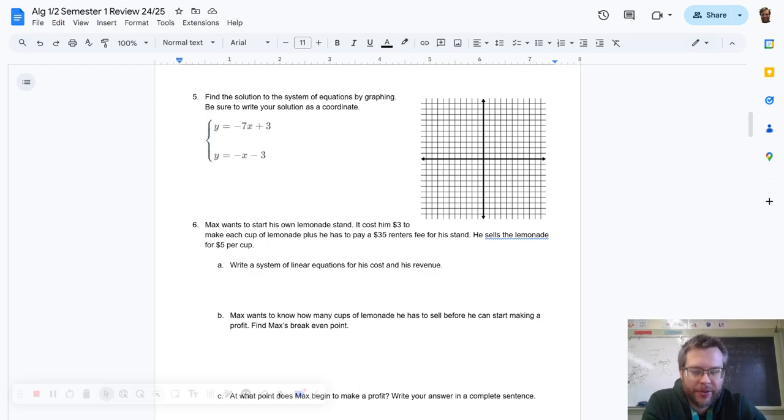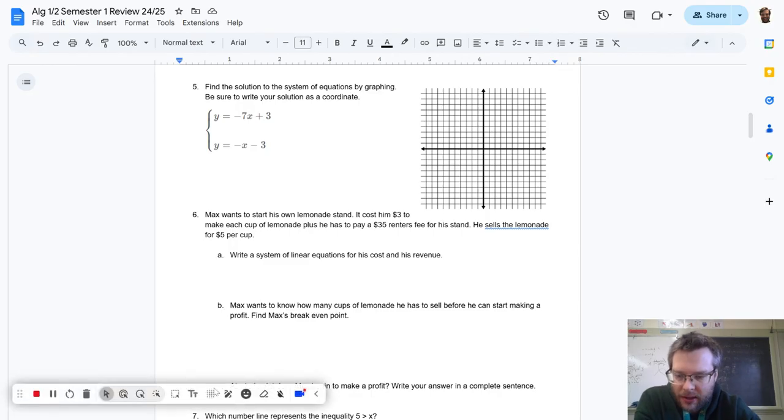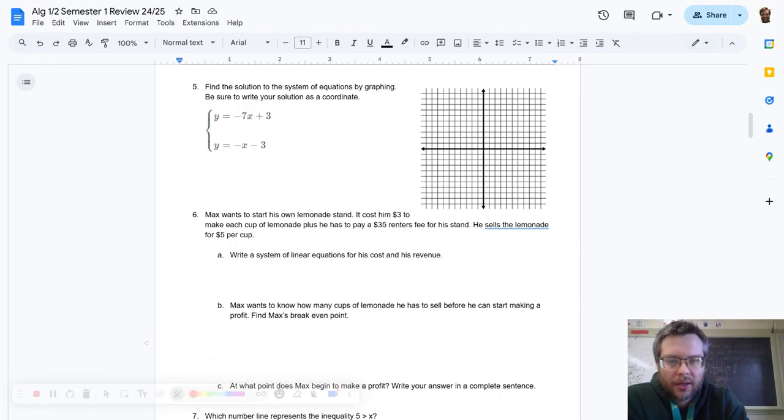All right, here we are, page 2 of the review. So I've got a graphing system of equations. Normally you might not solve this with graphing, but it tells us to do it by graphing, so it's a good chance to review.